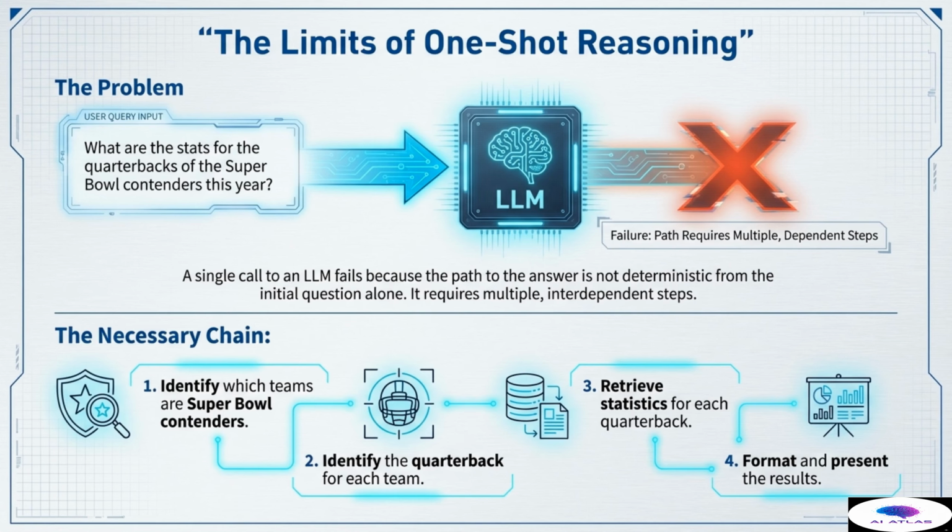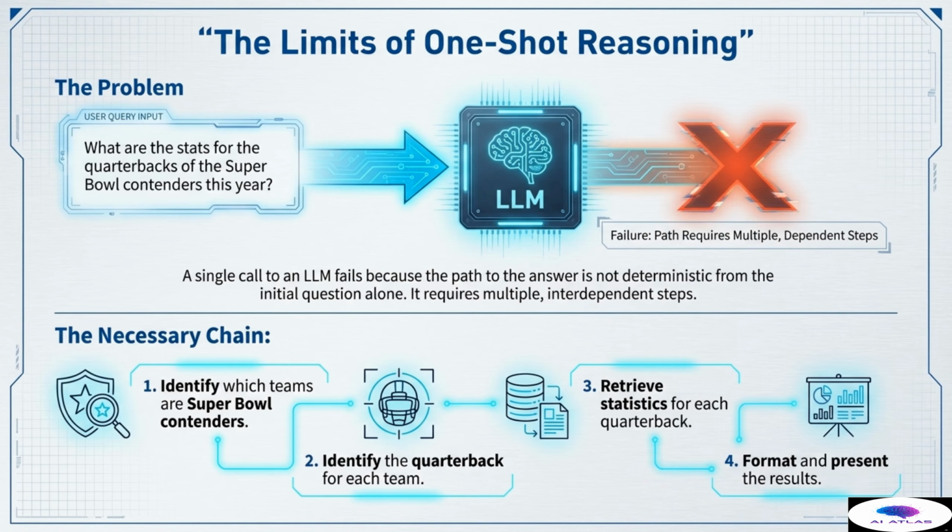Now that we understand the minimal agent loop, let us look at the fundamental limitation that necessitates its use: the limits of one-shot reasoning. When a user asks a complex query, such as, "What are the stats for the quarterbacks of the Super Bowl contenders this year?" a single, direct call to a standalone LLM often results in failure, even if the LLM is highly sophisticated. Why? Because the path to the correct, up-to-date answer is not deterministic from the initial question alone. The task cannot be solved in one cognitive step.